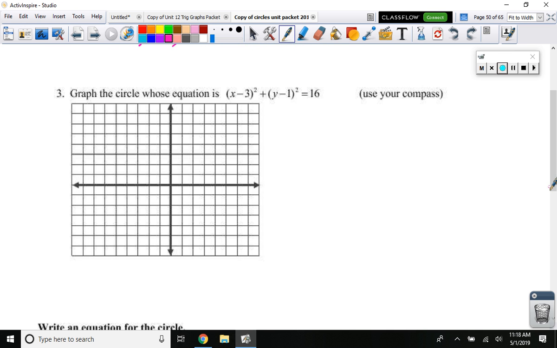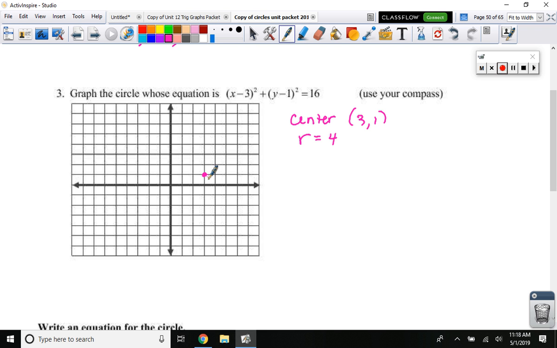Okay, so what do we got? Graph this circle, whose equation is. If you want to graph something, what do you need to know? The points. Well, it doesn't have a slope because it's a circle. The radius. The center and the radius, right? So I know this is a circle because it's squared, right? So what's my center? 3, 1. And what's my radius? 4. So go to 3, 1. There's my center.